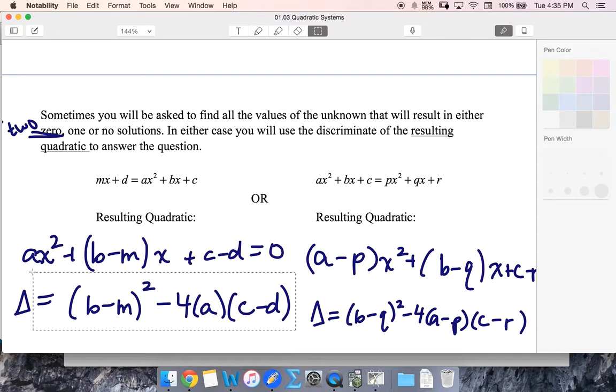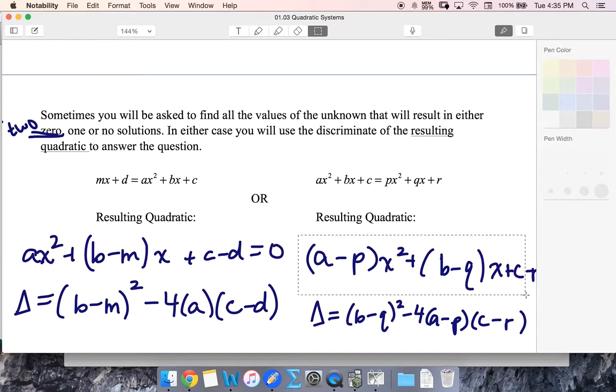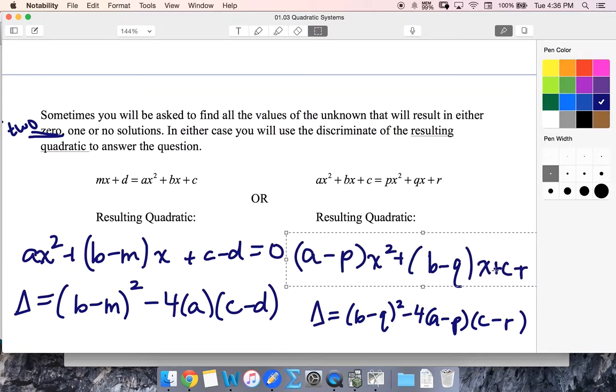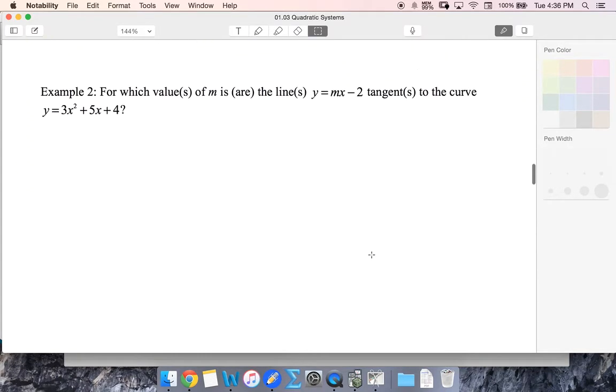So let me see if I can move things over a little bit here. I want to move this over. In the quadratic situation, when I move all of this over to the other side, I'll have a minus p x squared terms, b minus q x terms, and c minus r as my constant. And of course that's going to be equal to 0. And my discriminant then will be the middle term squared minus 4 times my leading coefficient times my constants. But let's look at it with numbers.